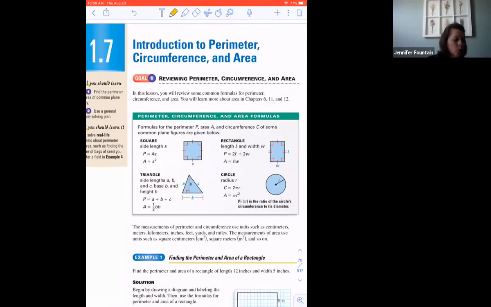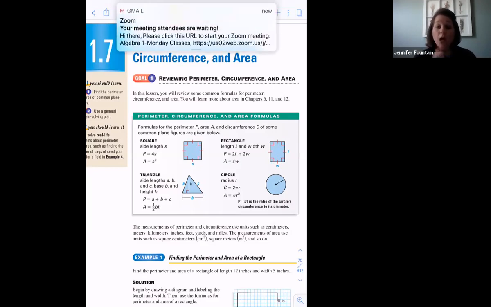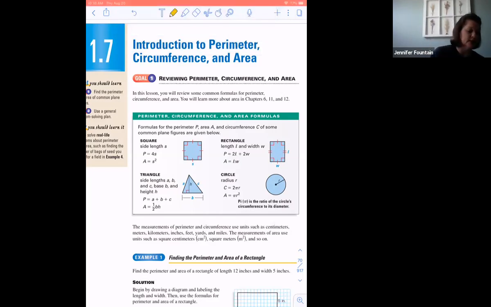Okay, so remember when we talk about perimeter, perimeter is like putting a fence around a yard. Perimeter is the distance around a figure. When we talk about circumference, that is the distance around the outside of a circle. Perimeter and circumference are similar in that they're talking about the distance outside, but perimeter is when I have straight sides, and circumference, I've got a circle. And then area is going to be what is covering the middle part of it.